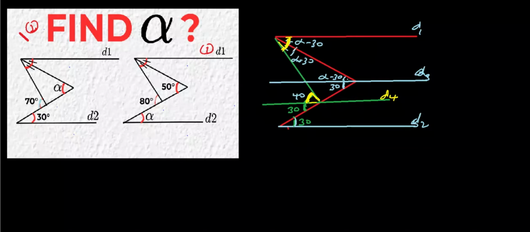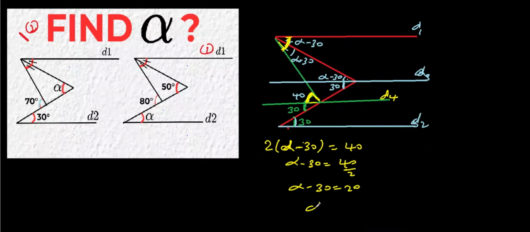That means we can create an equation like 2 times alpha minus 30 is equal to this 40 degrees. So alpha minus 30 is equal to 40 over 2, which means alpha minus 30 is equal to 20. Then alpha is equal to 50 degrees. So the answer for the first one is 50 degrees.